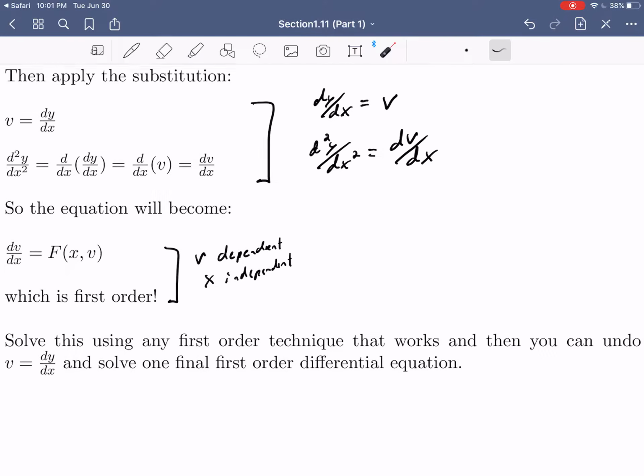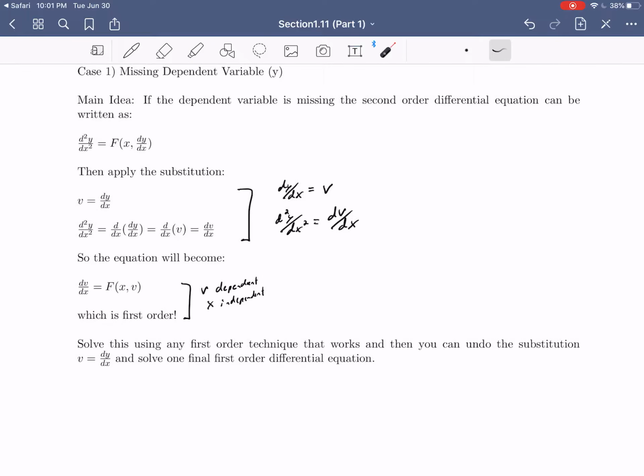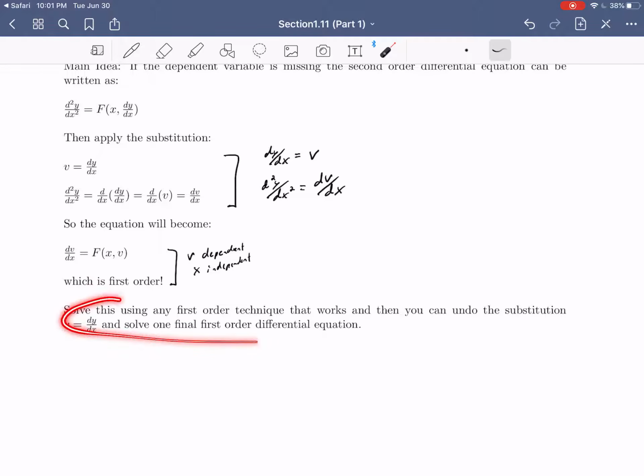You can finish up this technique by then working through and solving this first order differential equation using any technique that you like. And then you can undo the substitution, v equals dy dx.